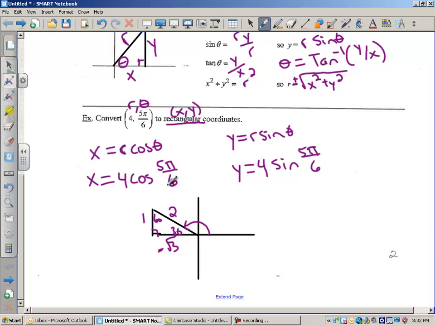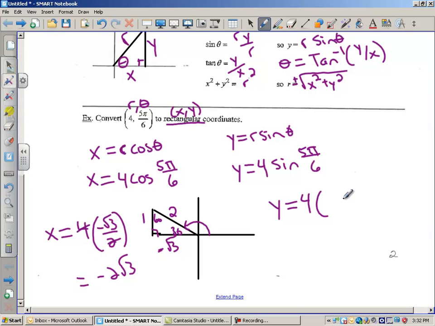Alright, so my x equation is 4 times the cosine of this angle. We use our reference angle, so it's negative square root of 3 over 2. Adjacent over hypotenuse. So that is negative 2 radical 3 because the 2 canceled and we still had a 2 left. Now my y equation is 4 times the sine of 5π/6. Sine is opposite over hypotenuse, so that's just 1/2. So my y coordinate is just 2.